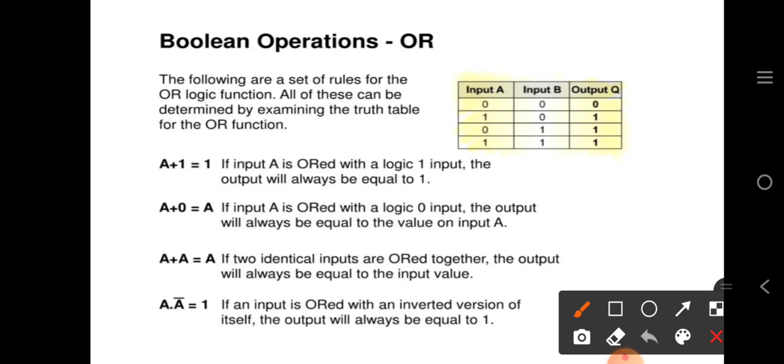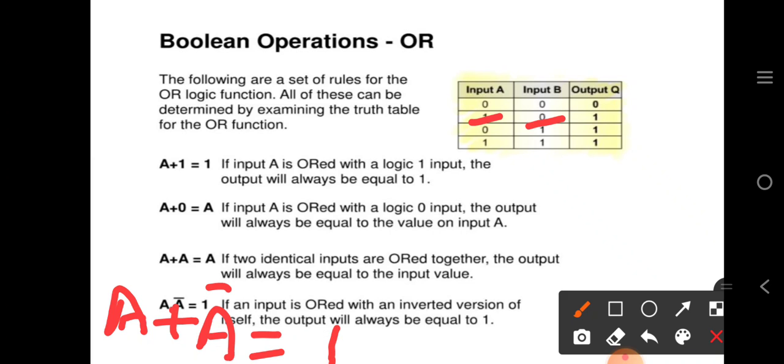So in the second condition the first input is 1 and the second input is 0. So if you OR them, okay, here there is a mistake. In place of dot you have to write plus, meaning this is A plus A bar. So A plus A bar is 1. Please make this correction. So in the fourth rule, if an input is ORed with an inverted version of itself, the output will always be equal to 1.